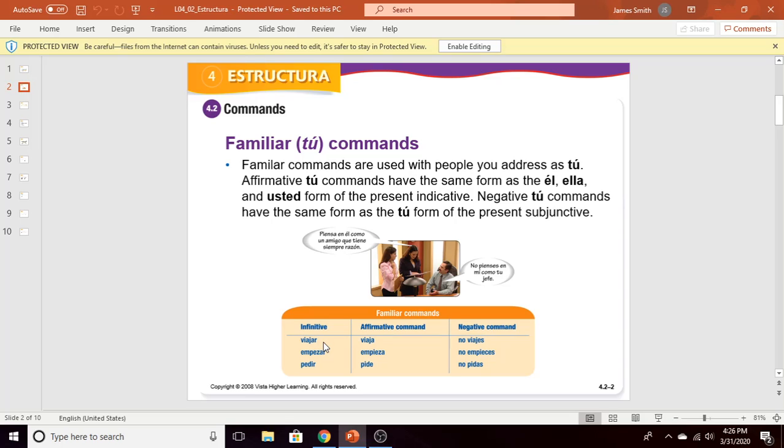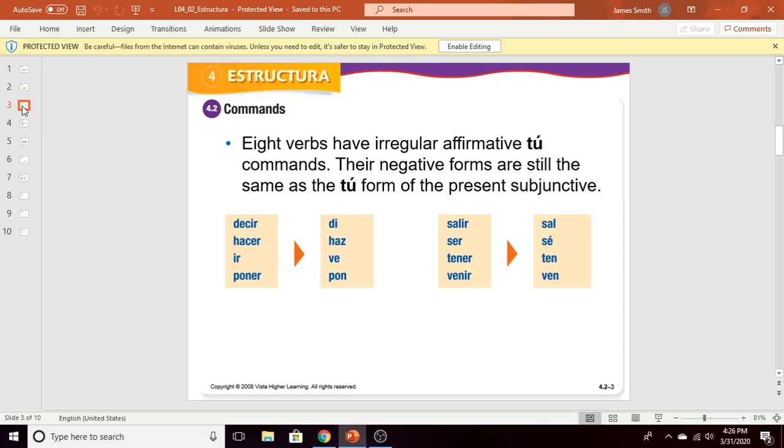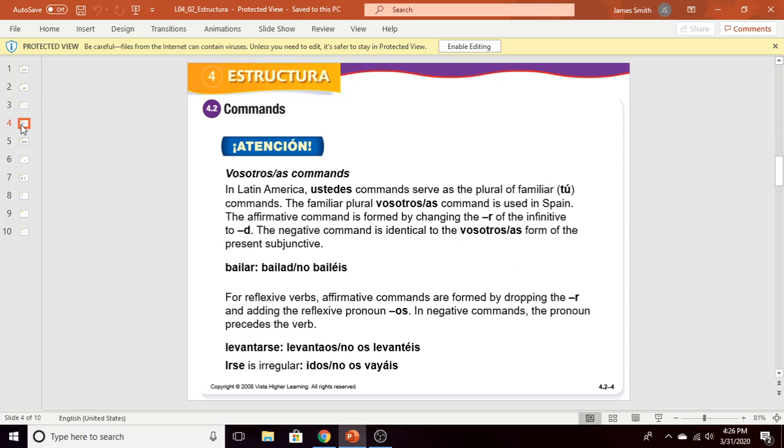So what you do for the affirmative tú commands is you conjugate it in the indicative, not the subjunctive, for él, ella, usted. Notice the jump when you go between affirmative and negative. There are 8 irregulars for the affirmative tú commands. And you can see what these are. Di, haz, ve, pon, sal, sé, ten, ven. Those are the irregulars. In their negative form, they would go back to using the subjunctive for tú.